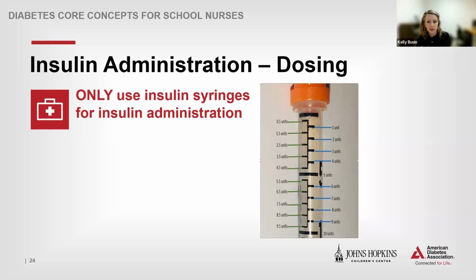The picture on the slide shows an insulin syringe with half unit markings, and you can see those on the left side of the syringe, and then you can see the whole unit markings on the right side. If anything besides an insulin syringe is used for insulin dosing, it can result in a serious medication error. So always be really careful whenever you're drawing up your insulin doses.